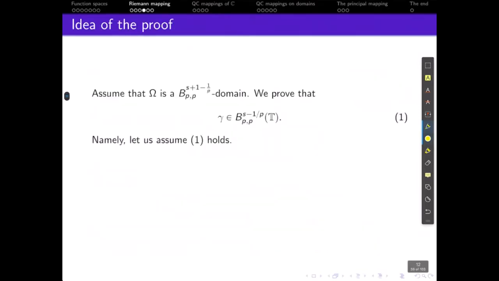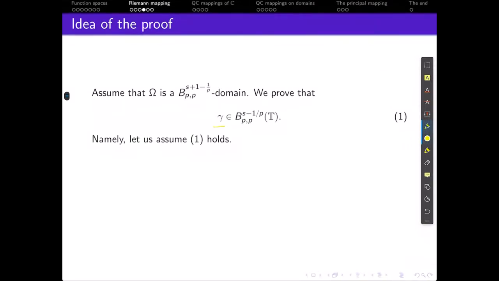Idea of the proof. Let's assume that omega is a Besov domain. And what we will prove is that gamma is in Besov, with s plus 1 minus 1 over p here. Here the smoothness will be just s minus 1 over p, the loss of smoothness. Let's assume that this holds, and let's see that this is enough for our purposes. Let's see that this shows that phi belongs to Sobolev W^{s+1,p}.